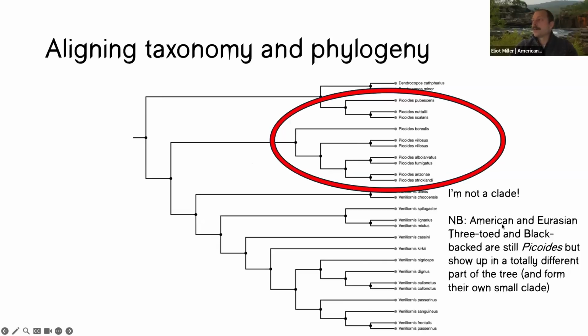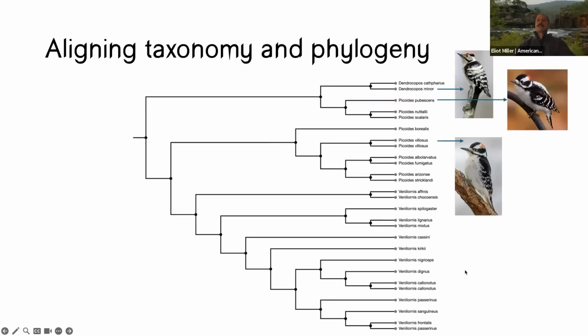Just a little note, American and Eurasian three-toed and black-backed woodpeckers are still Picoides. They're somewhere totally different in the woodpecker tree. So we do still have Picoides, but all this stuff gets renamed now, and I'm going to show you in what way. So we're going to dig into that downy hairy example from the first quiz.